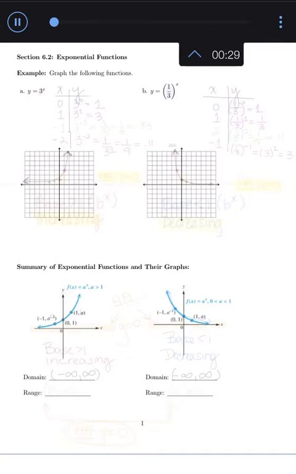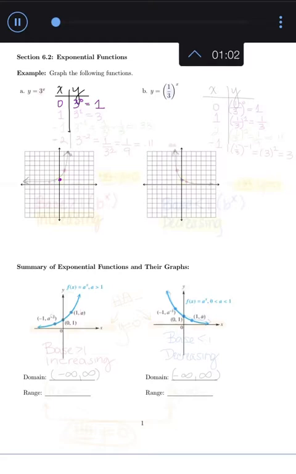So in order to graph this, let's assume we don't know what it looks like. Let's plug in a few values for x and see what we get out for y, and let's plot those points. So let's try a couple out here. Let's first try plugging in the value 0. If you plug in 0 for x, we'll get 3 to the 0, which is just 1. So that's the point (0, 1), which is here.